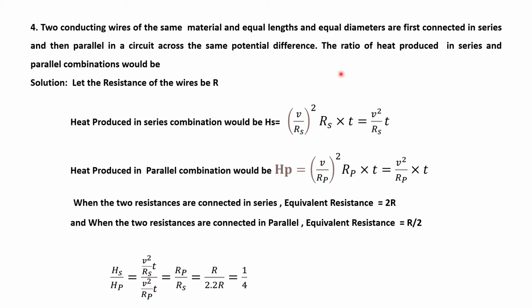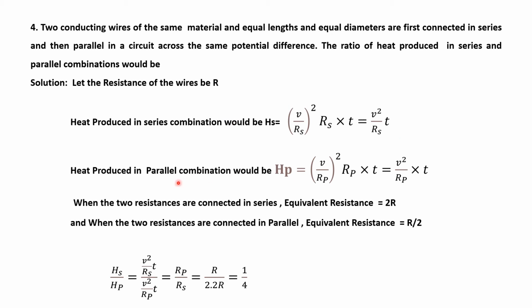And we need to find the ratio of heat produced in series and parallel combinations. So first we'll write the general expression for heat. Heat produced in series combination would be I squared R into T. Substituting as per Ohm's law, I is equal to V by Rs. So V by Rs the whole squared into Rs into T is equal to V squared divided by Rs into T. So this is the heat produced in series combination.